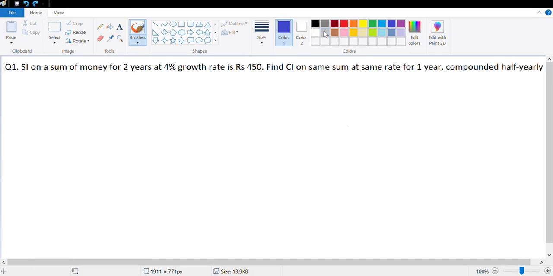Hi guys, let's look at the homework questions of exercise 3E. There were 4 questions I had marked as homework, so let's look at their solutions.